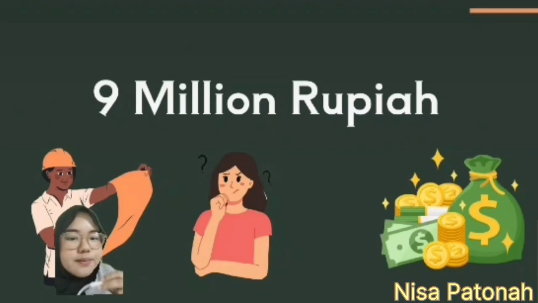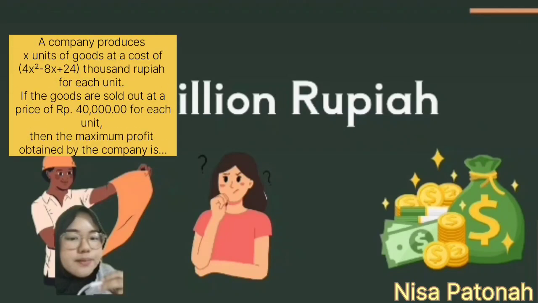For example, I have one problem. A company produces x units of goods at a cost of 4x² minus 8x plus 24,000 rupiah for each unit. If the goods are sold at a price of 40,000 rupiah for each unit, then the maximum profit obtained by the company is.